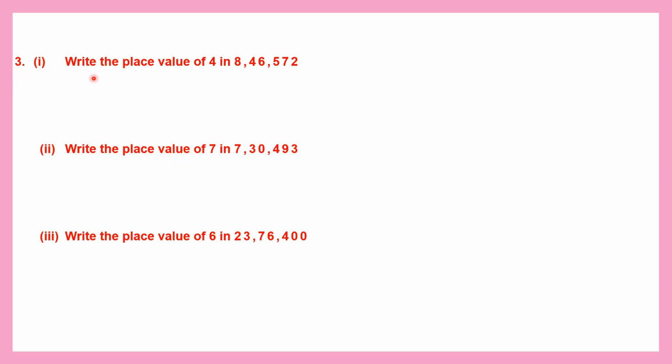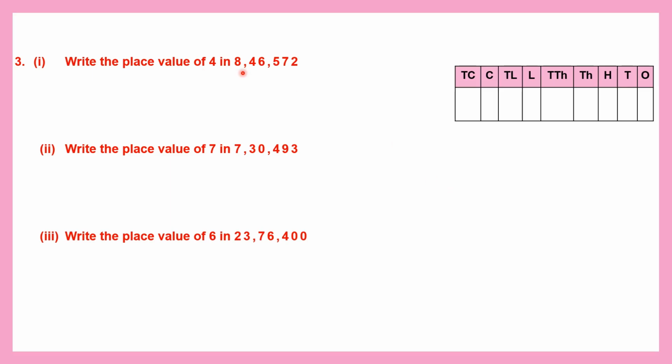Question 3, the first one is write the place value of 4 in this number. So again, it's always easier when we have a place value chart. So we have a place value chart here. Let's put this number in the place value chart. So here we have 572 in the ones period. Then we have 46 in the thousands period. So we can say 46,000. And then we have 8 in the lakhs period. Now we are asked to find the place value of 4.